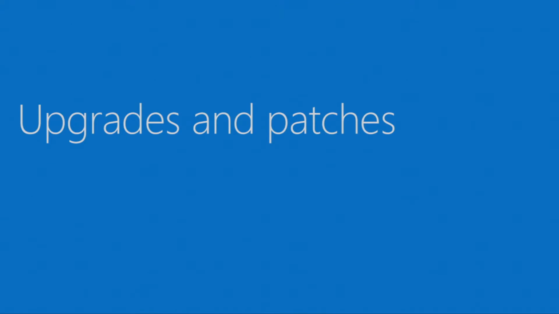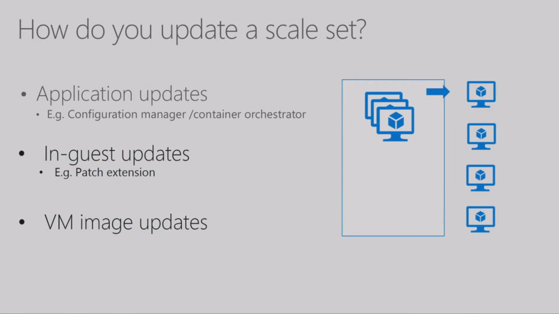So one more thing I'm going to talk about then is you've installed your scale set, you've got your application running. How do you manage upgrades and patches? This is one of those things we get a lot of questions about, so I think it's worth understanding how it works. There's three basic types of application updates.